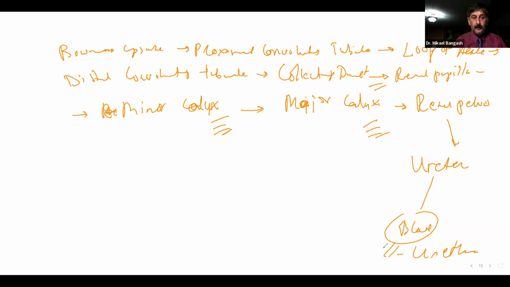So this is the flow of what started its journey as a filtrate here, but eventually becomes urine as it exits here. So these sequences are important. That's all I can say.